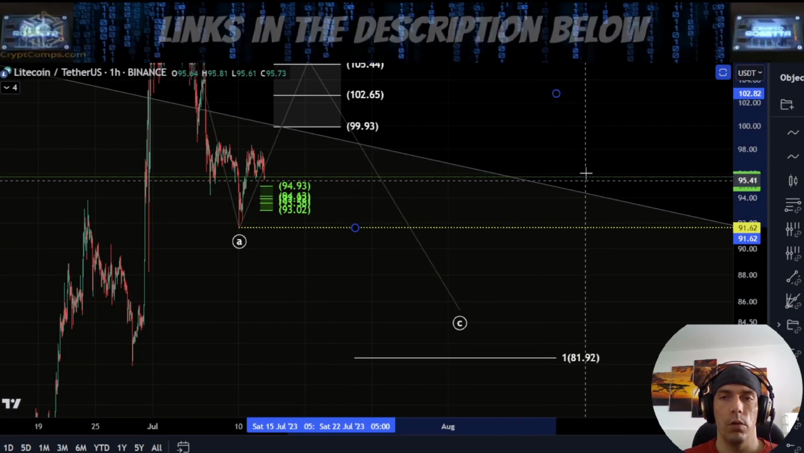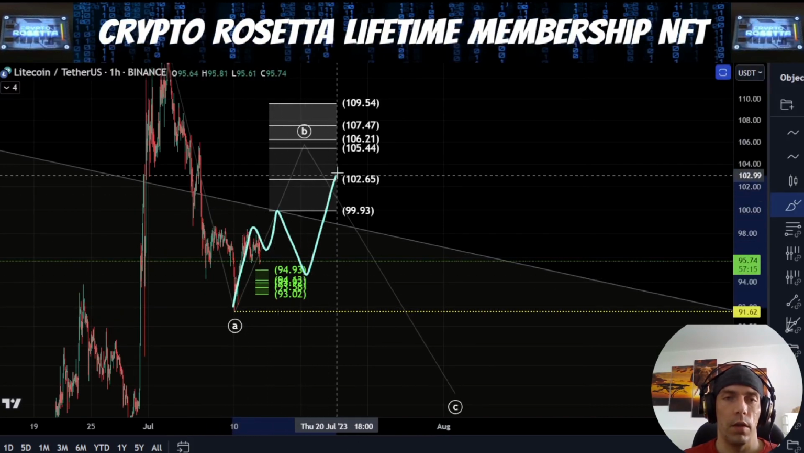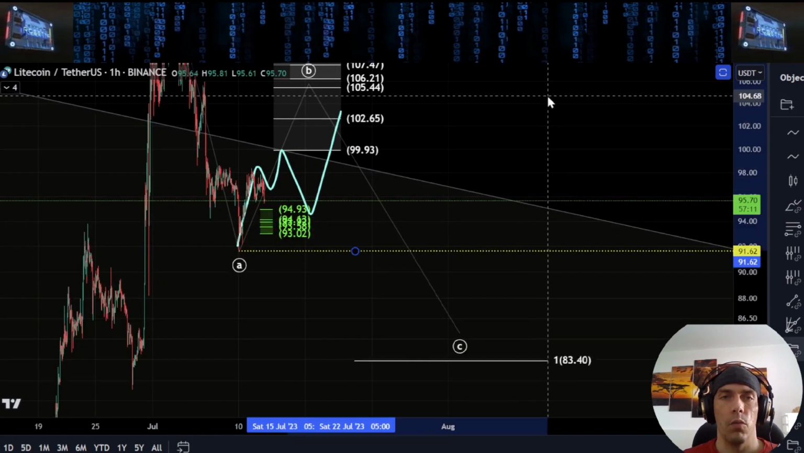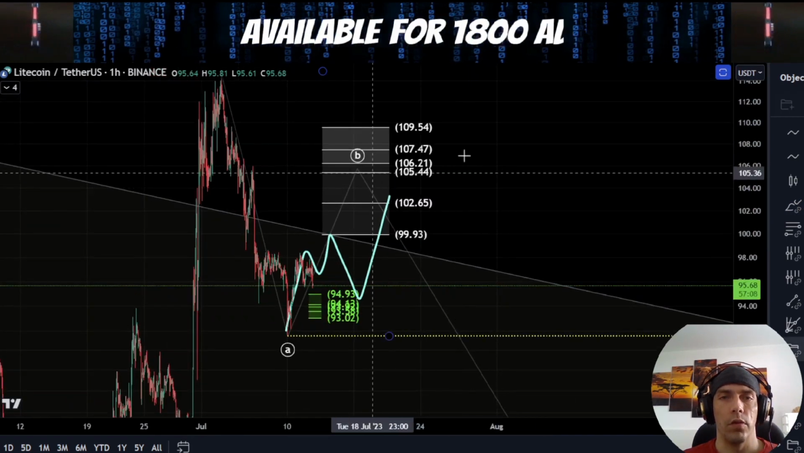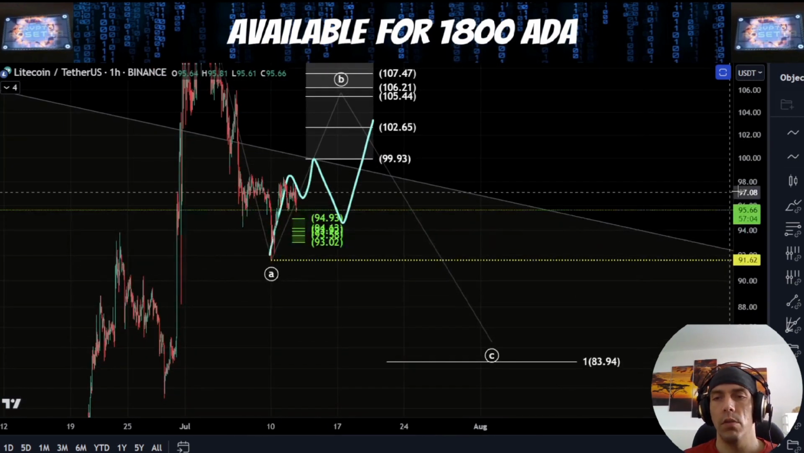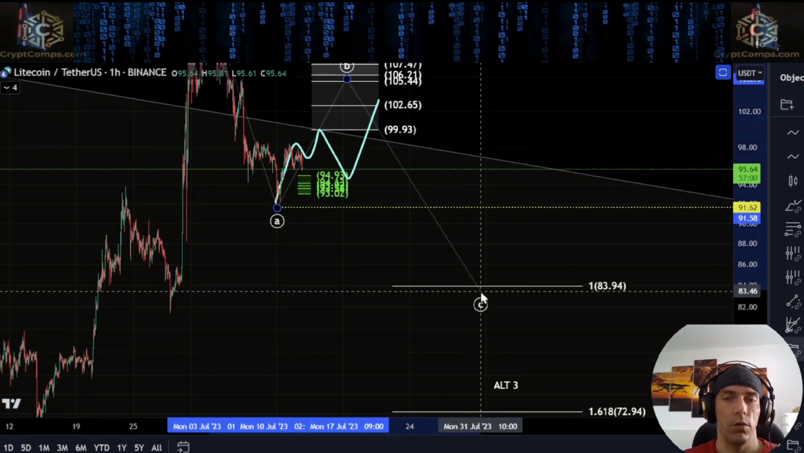Alternatively, if we do look to hold that area, so forming this as an ABC, come back down and form something like this as a bigger corrective move, potentially what we could see is a move back up here towards this 0.618, which would be this 105. If we did see a move up into this zone, potentially we could be looking for this as a bigger ABC pattern. So I would be keeping my eye on 2 levels here.